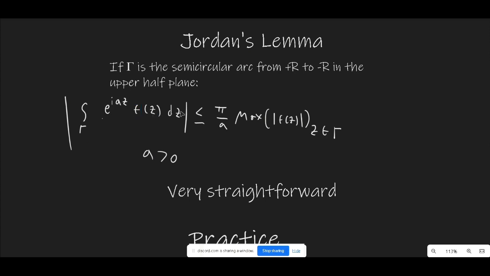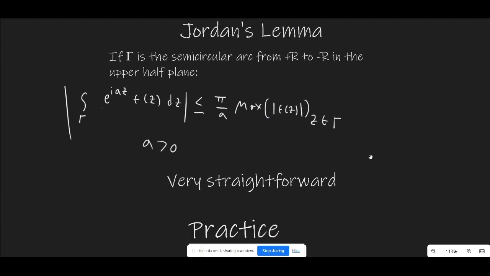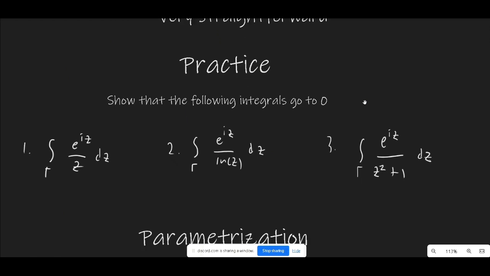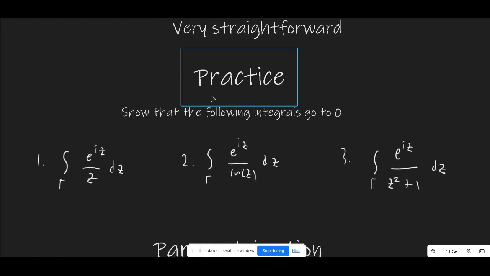So this tells us that the integral over gamma of e to the iaz, where a is greater than 0, times f of z dz, is less than or equal to pi over a times the maximum value of the modulus of f of z as z varies along gamma. I don't even really have much practice for this, or an example for this, because it's really just straightforward. You do the same thing as before, you find the maximum of the absolute value, and that's it. So it's much easier than the estimation lemma.